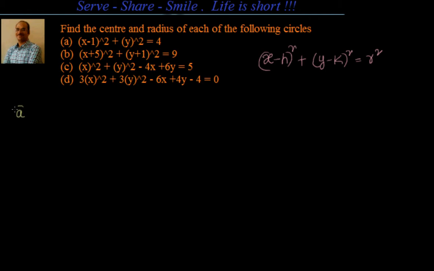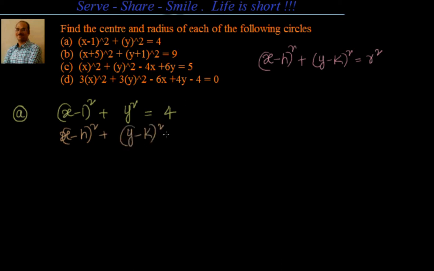This is the first problem. We have x minus 1 whole square plus y square equal to 4. This is in the form of x minus h whole square plus y minus k whole square equal to r square. It's in the form of that.